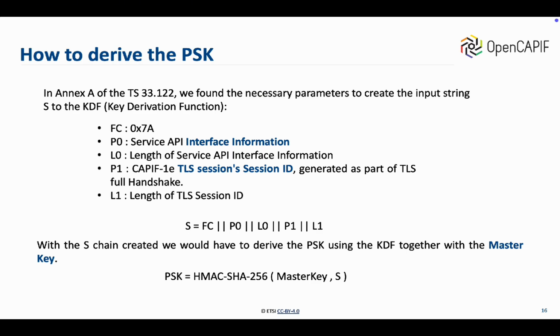With this, we can form the string S following the pattern FC plus P0 plus L0 plus P1 plus L1. And with this string, we can use the key derivation function together with the master key to obtain, or derive, the PSK. This is roughly how we are going to derive the PSK, but we will go into a bit more detail during the demo.